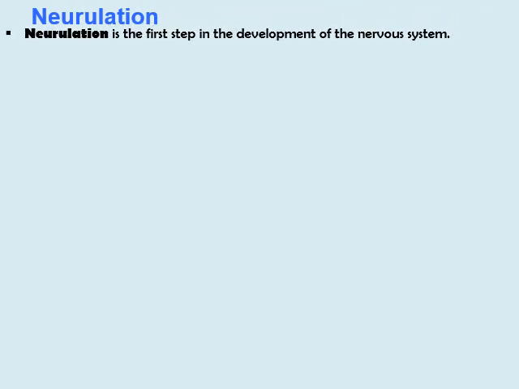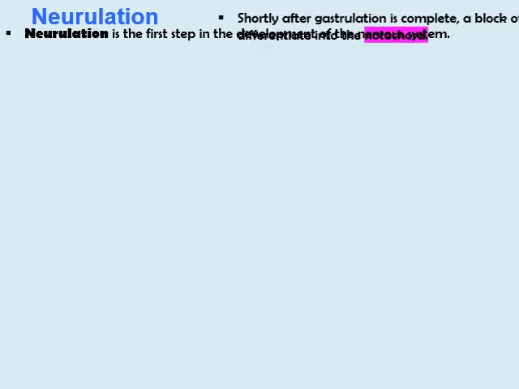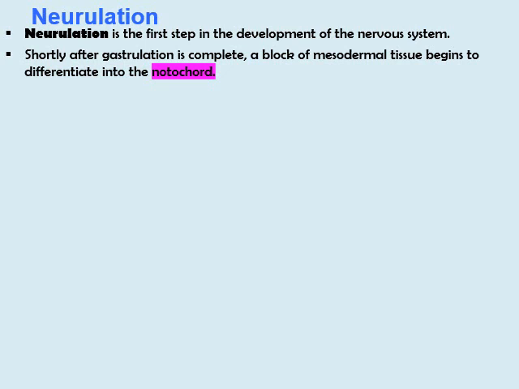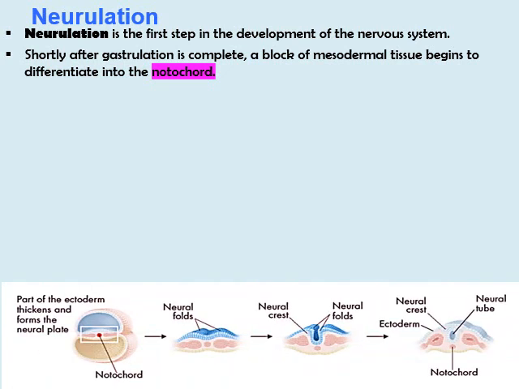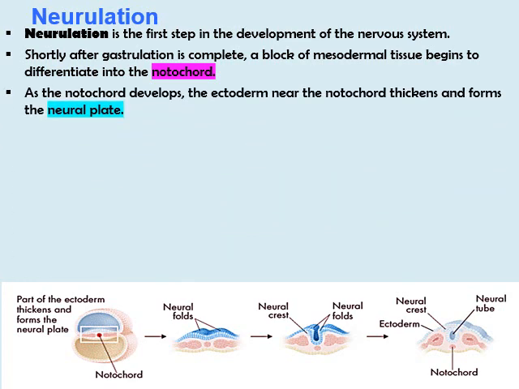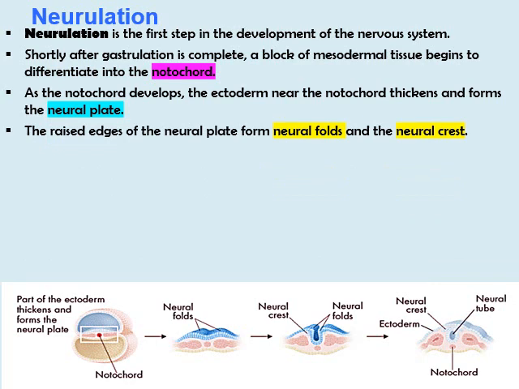Neurulation. Neurulation is the first step in the development of the nervous system. Shortly after gastrulation is complete, a block of mesodermal tissue begins to differentiate into a structure called the notochord. As you can see in the diagram here, this is formed by the thickening of the ectoderm cells. As the notochord develops, the ectoderm near the notochord thickens and forms what is known as the neural plate. The raised edge of the neural plate forms neural folds and neural crest.